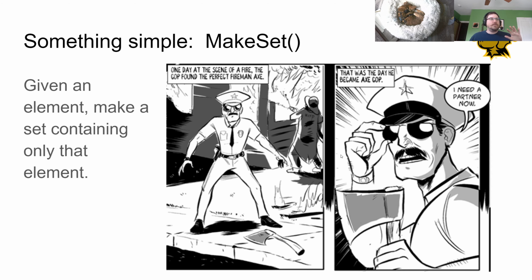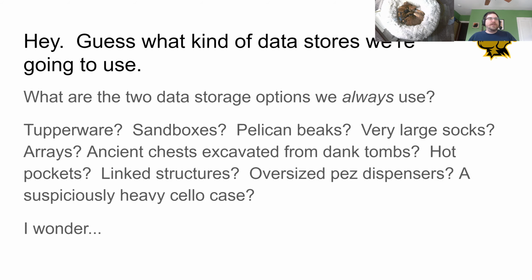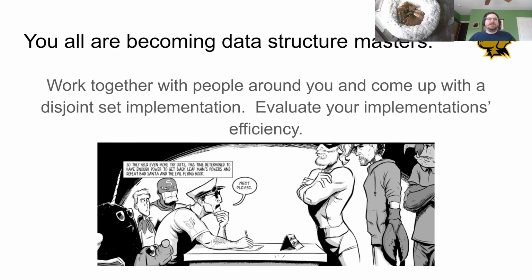This is the origin story of Axe Cop, right? He was just at the scene of a fire and he found the perfect fireman axe and he became Axe Cop and he needed a partner. That's it. That's the best origin story. There's no radioactive spiders. There's no son of Earth or any of this stuff. It's just a dude finds an axe and he goes. That's what you want to see. All right.